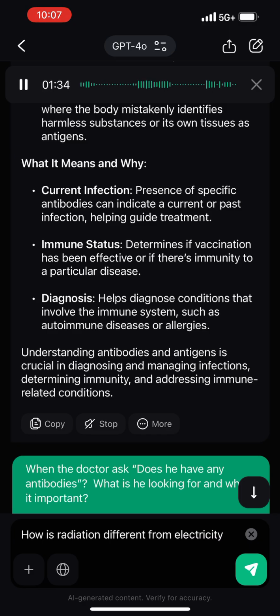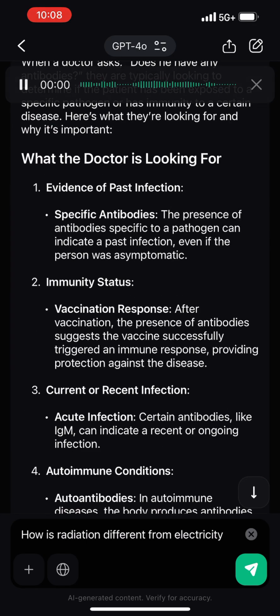What it means and why. Current infection: presence of specific antibodies can indicate a current or past infection, helping guide treatment. Immune status: determines if vaccination has been effective or if there's immunity to a particular disease. Diagnosis: helps diagnose conditions that involve the immune system, such as autoimmune diseases or allergies. Understanding antibodies and antigens is crucial in diagnosing and managing infections, determining immunity, and addressing immune-related conditions.